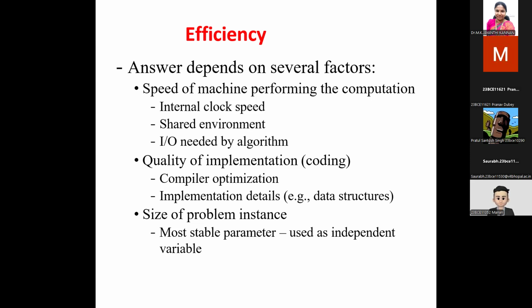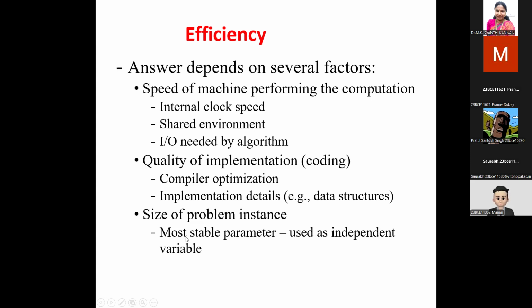So efficient coding is also important. If you are using jumping statements like goto, that will reduce the efficiency, and also unwanted breaks and continue statements. In Python, C++ or Java, the goto, continue, break, unnecessary jumping is mostly eliminated. It's available, but if you use it, the efficiency will go down. And compiler optimization, what kind of compiler you are using, and implementation details, what kind of data structures you are using in the coding. So these are all the parameters.